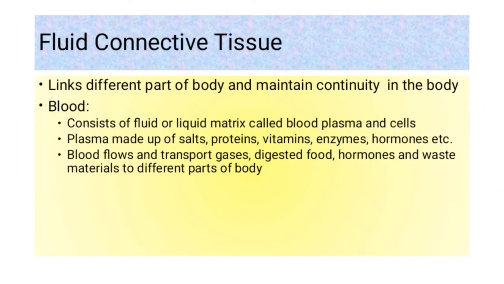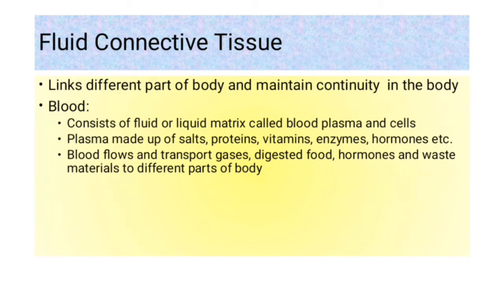Now we will look at fluid connective tissue, which links different parts of the body and maintains continuity in the body. Blood and lymph are the two fluid connective tissues. We will take up blood first. The liquid matrix of blood, as you know, is called plasma. The three types of cells suspended in the plasma are erythrocytes or red blood corpuscles, leukocytes or white blood corpuscles, and platelets or thrombocytes. Proteins, salts and hormones are dissolved in the plasma.